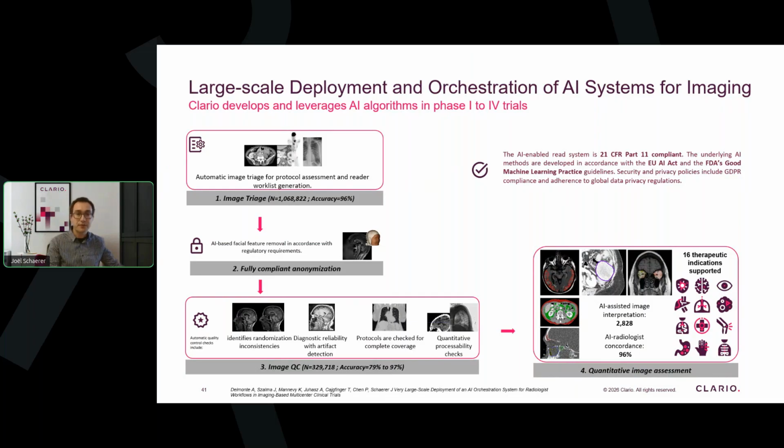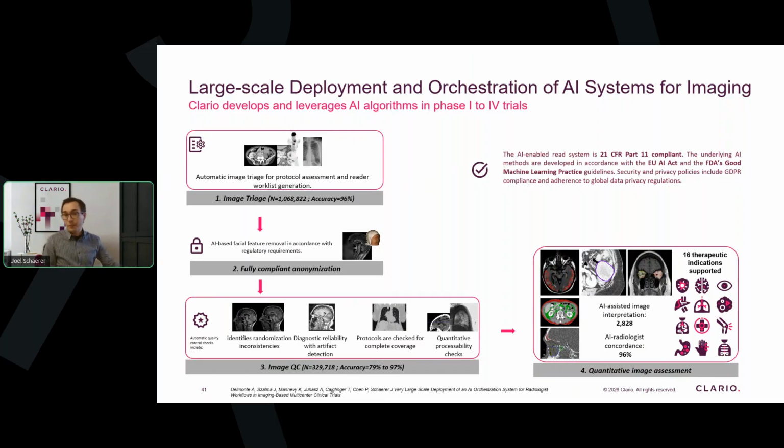Next is QC, where AI assists in identifying submissions with problems, such as submissions from different patients, or acquisitions with quality concerns, such as incomplete coverage or artifacts. Again, the goal is to help flag these cases on time and not replace human oversight, but instead identify submissions with problems, flag them, and assess them with priority.